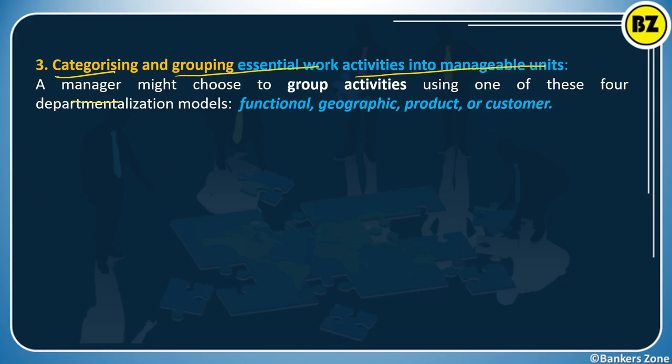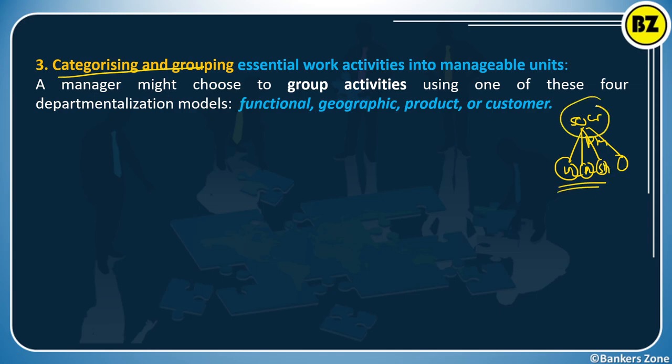A manager might choose the group of activity using one of these four departmentalization models. Categorization and grouping: I repeat the example. 50 crores of business has been given to the bank as an objective, as a plan. Here the branch manager will segregate that into housing loan, personal loan, SME loans, right? So we will categorize different loans to see how we can achieve the business.